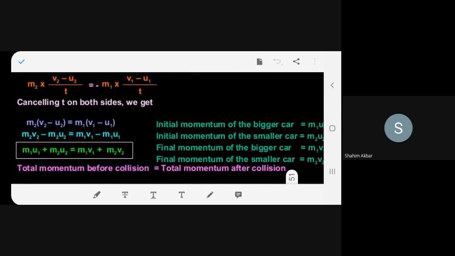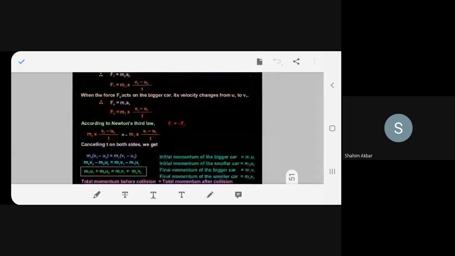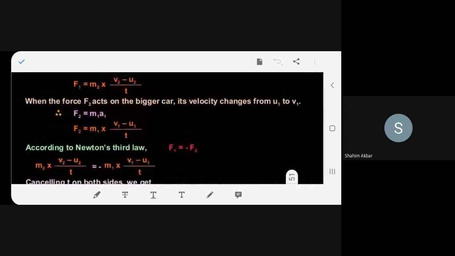Have you understood? Boys, have you understood? That's why I took it up, because it was all sorts of equations, and if I take it up, it would be easy for you to understand. Have you understood this solving of law of conservation of momentum? Boys, yes.